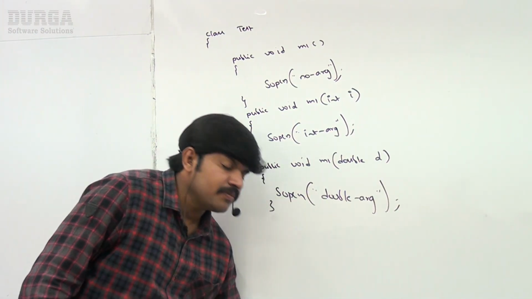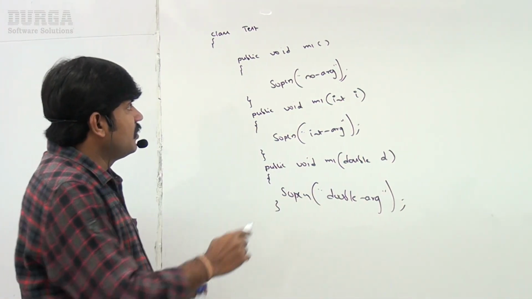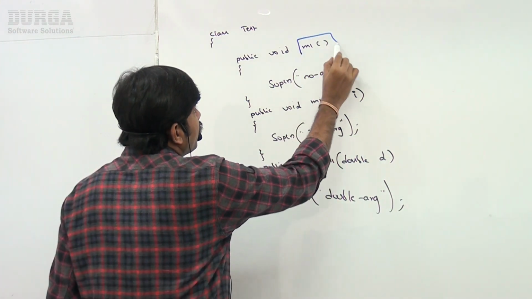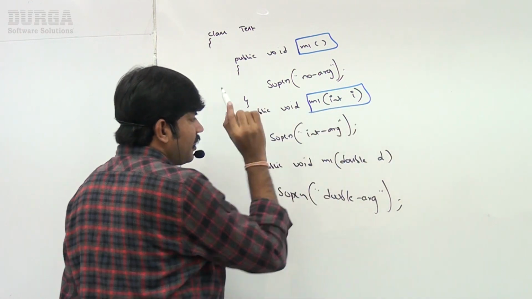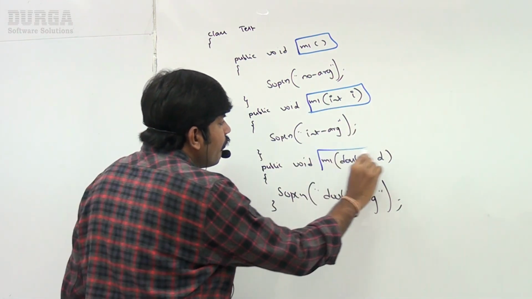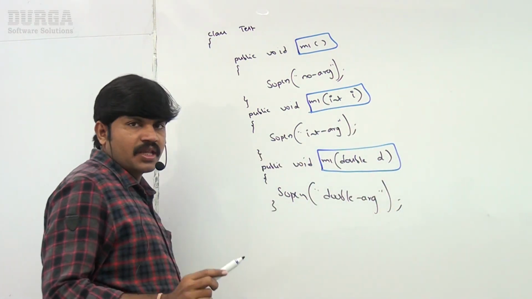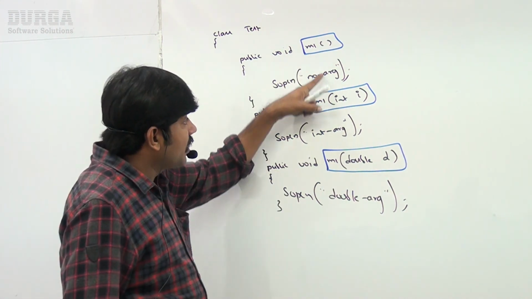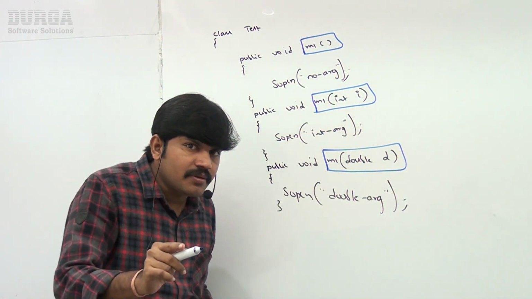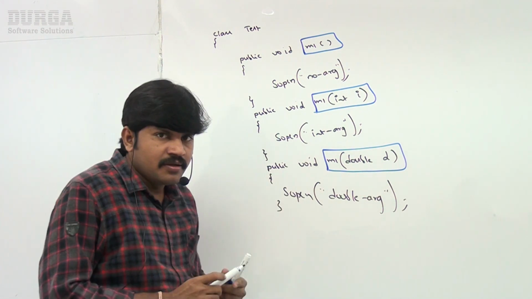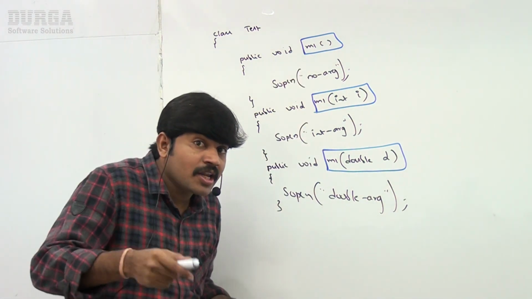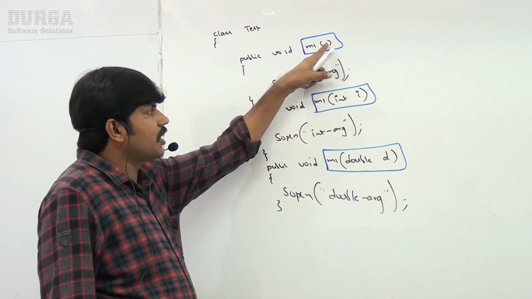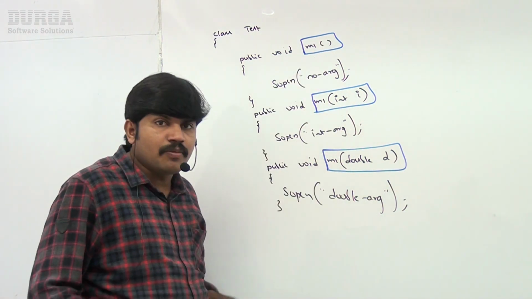Can you please confirm how many methods are available? Sir, m1 without any argument, m1 with the int type as the argument, m1 with the double type as the argument. In total, how many methods are there? 3 methods are there. Have you observed that for all the 3 methods, the method name is the same, m1, but the argument types are different. Here no argument, here int argument, here double argument.